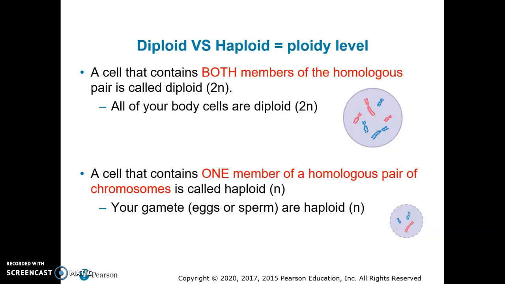A cell that contains one member of a homologous pair of chromosomes is called haploid. Haploid cells only have one number 1 in them, one number 2, one number 3, one number 4. So they have all 23 chromosomes in there, but they do not come in pairs. That is called haploid, and that's what your gametes are, your eggs or your sperm. Those are haploid cells, and the shorthand for that is just N.